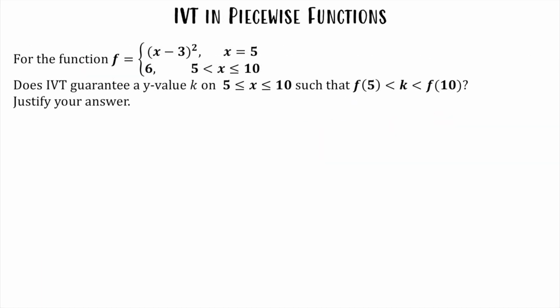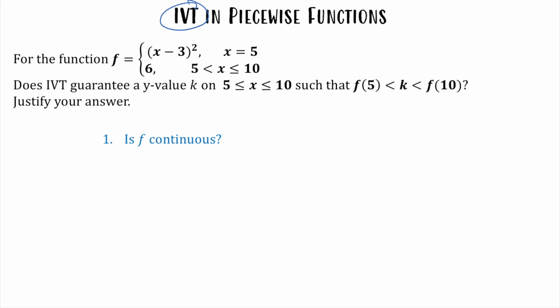Okay, back to a piecewise function. We love these. Does the intermediate value theorem guarantee a y value k between 5 and 10 such that k is between f of 5 and f of 10? Justify your answer. I don't know. We don't have a lot to go on, but we'll start with, is the graph continuous? Because in order to use the intermediate value theorem, we have to know if the graph is continuous. So we'll just start there.